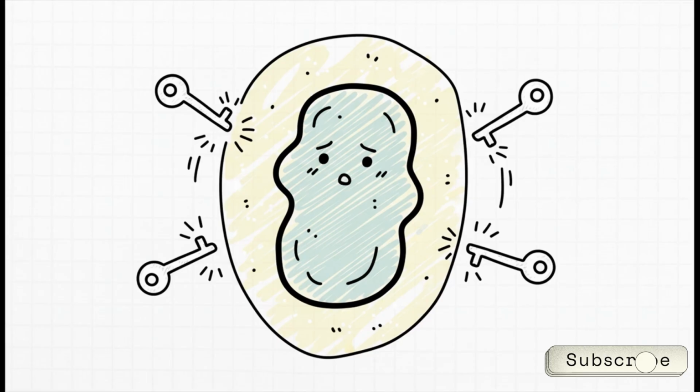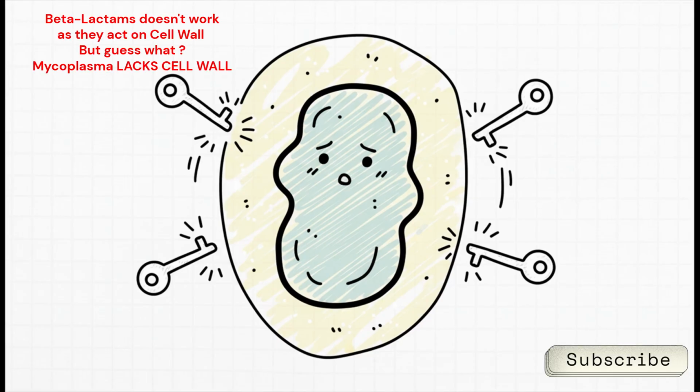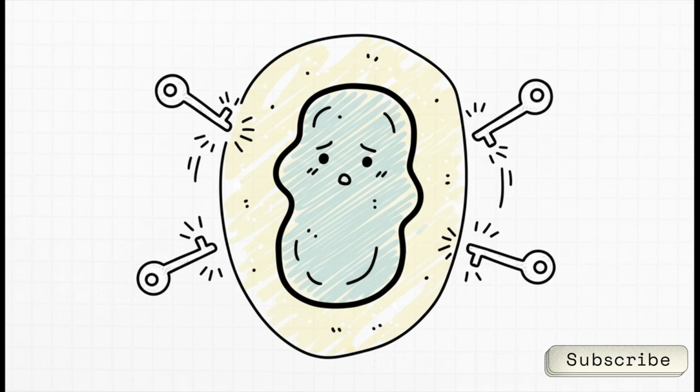So what? Why do we care so much about this missing cell wall? Here's why, and this is a guaranteed exam question. If you give a patient a penicillin, or any other beta-lactam antibiotic that works by attacking the cell wall, what's going to happen? Absolutely nothing. It's like trying to knock down a wall that isn't there. Mycoplasma is just naturally, completely resistant.